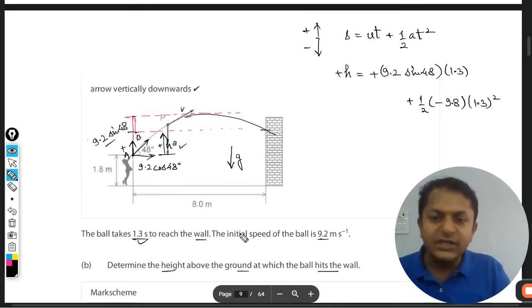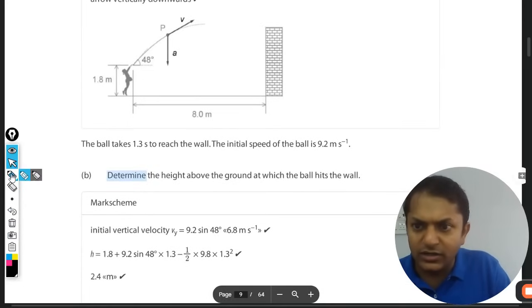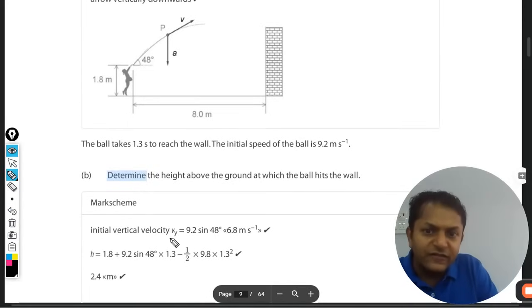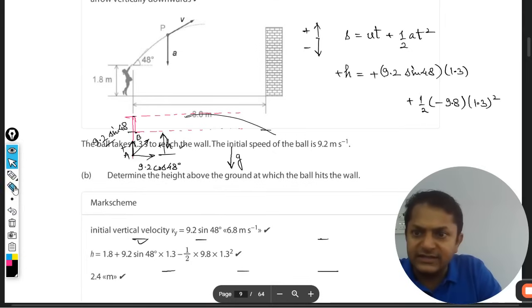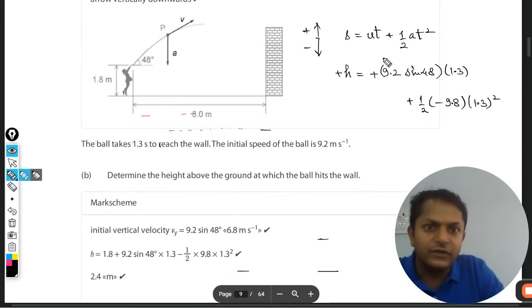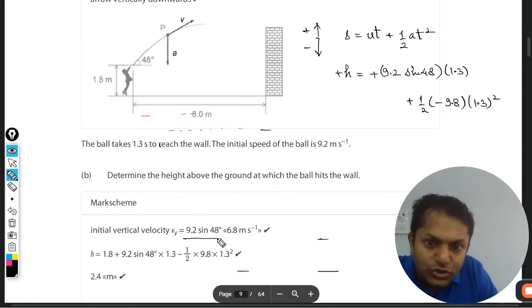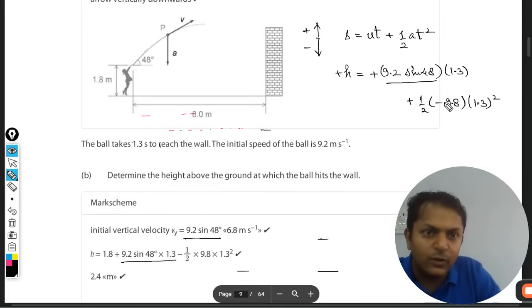So I'm not doing it. We will just see the mark scheme. Okay. So yes, there you are. This is the mark scheme here. So you can see, first of all, they found the velocity the way we did it. One moment, please. Yes. Let me show you my working also. Now you see, the same thing we did, 9.2 sine 48, and we multiplied it with the time 1.3, and this is half gt square.